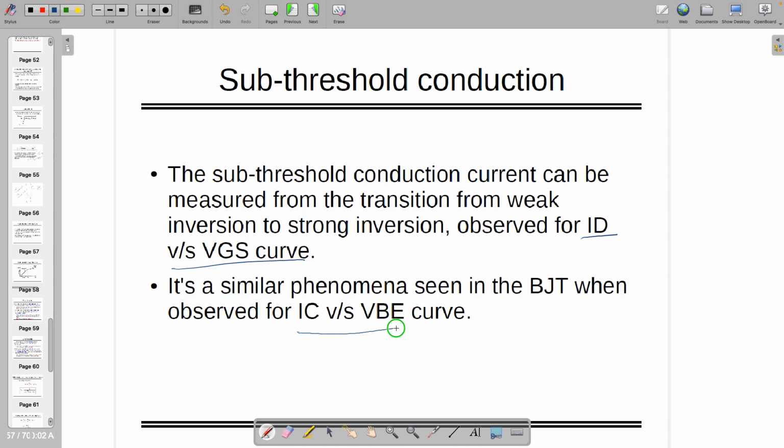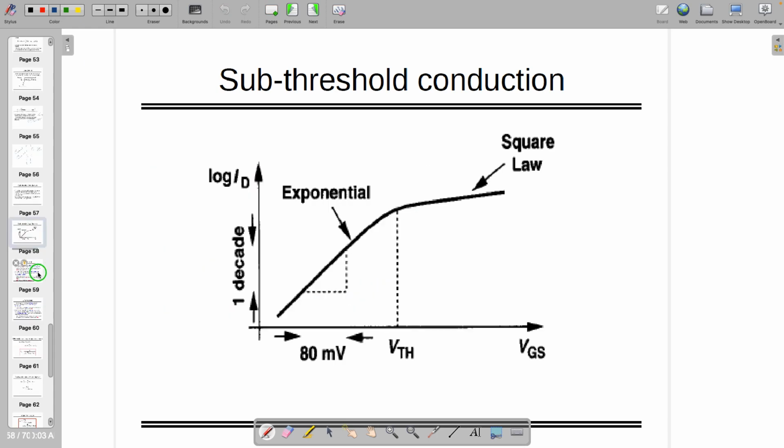MOSFET and BJT both are still there. Without that, you can't do it, because BJT has very high current gain; the beta factor is quite high. Right? So anyway, this is about subthreshold conduction. If you draw VGS with respect to log of ID, earlier it was like this. Right?